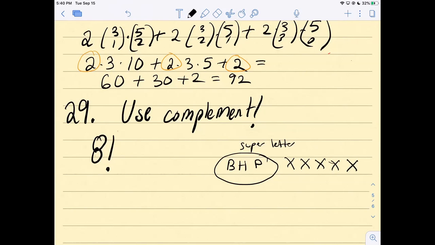Oh, that the B, H, and P can be arranged in 3 factorial different ways? Exactly. So each way to do an arrangement of the x's and the superletter, you can go one layer deeper and say, okay, in that superletter, there's actually 6 different superletters I can have, because I can rearrange the BHP.